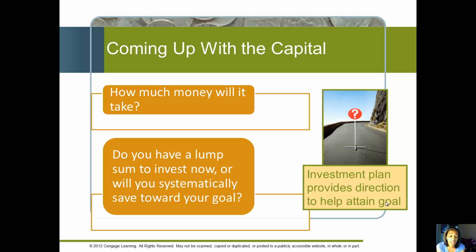So how do you come up with the cash? Well, we already talked about having a regular portion of your earnings allocated towards investing, but maybe you have a lump sum, maybe you got a windfall, lottery winnings, inheritance, something like that. That's something that you could use towards your investment goals.